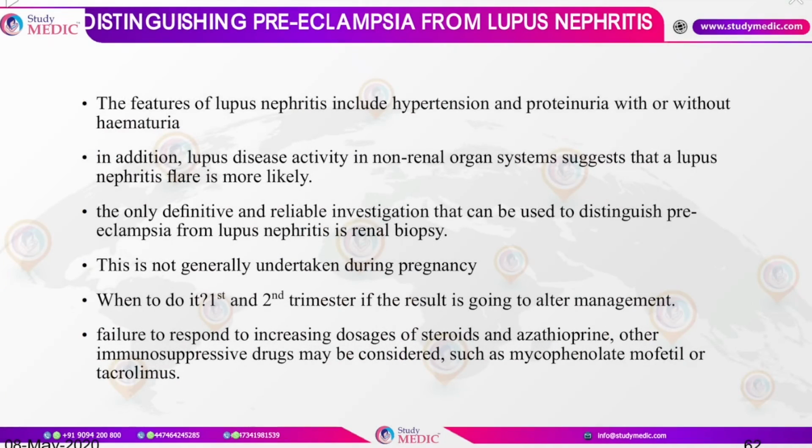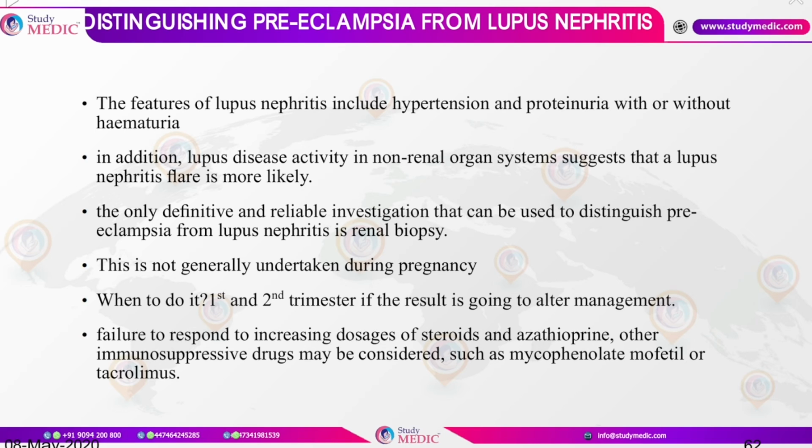if any abnormalities are found. A very important thing is that you need to differentiate between SLE and preeclampsia. Features of lupus nephritis include hypertension and proteinuria with or without hematuria. In addition, lupus disease activity in non-renal organ systems suggests that a lupus nephritis flare is more likely. The only definitive and reliable investigation that can differentiate preeclampsia from lupus nephritis is renal biopsy. But generally it is not done during pregnancy. If required, it can be done in the first and second trimester, if the result is going to change your management; otherwise it is not required.